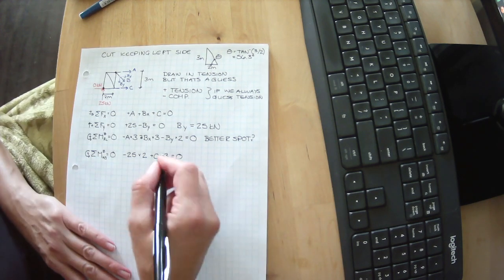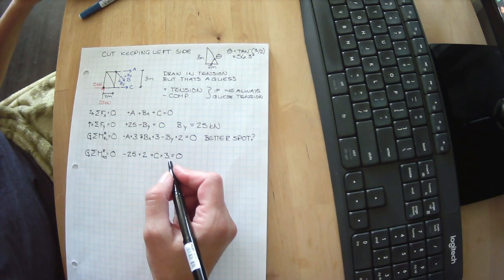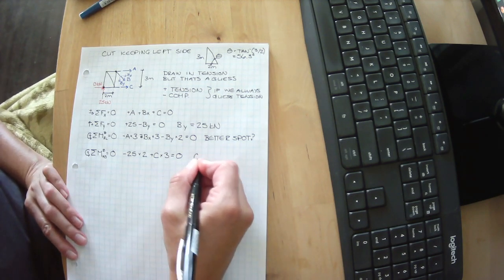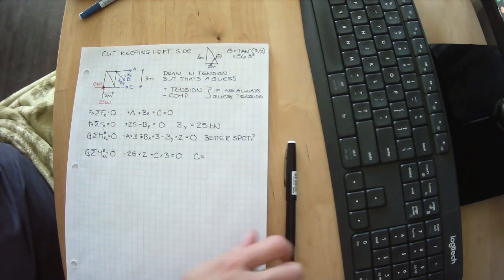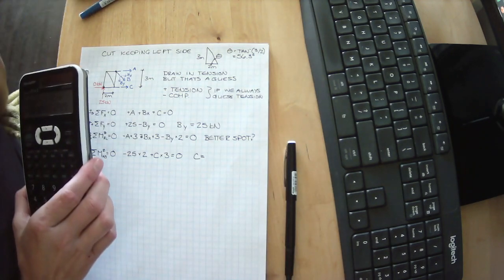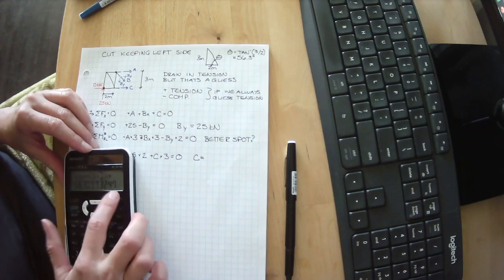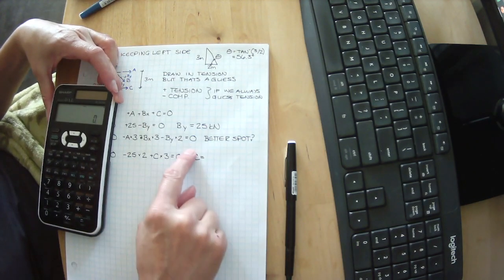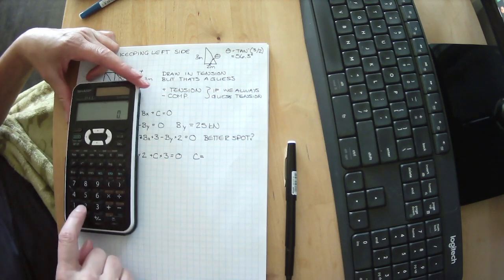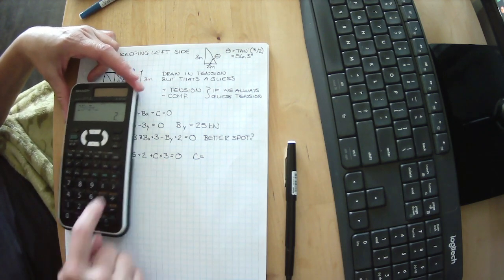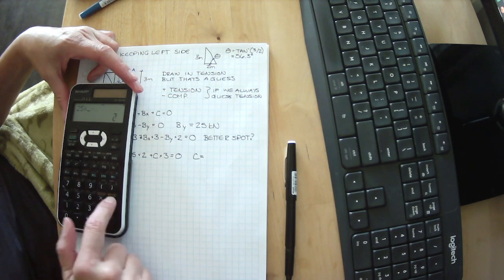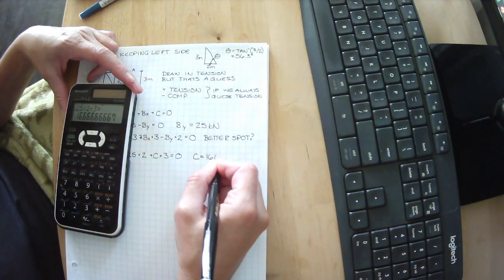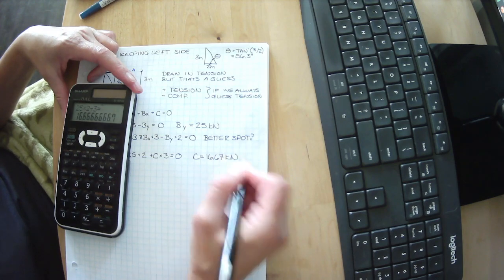Okay, so let's take a look at this now. I can solve for C. C equals, so we have 25 times 2, and we bring it over to the other side and divide it by 3. 25 times 2 divided by 3 equals 16.67 kilonewtons.